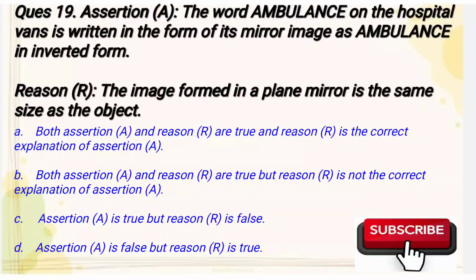Now we have assertion and reasons. Assertion: the word ambulance on the hospital van is written in the form of its mirror image, as ambulance in inverted form. Reason: the image formed in the plane mirror is the same size as the object. So option B is the correct option. Both assertion and reason are true, but reason is not the correct explanation of assertion.